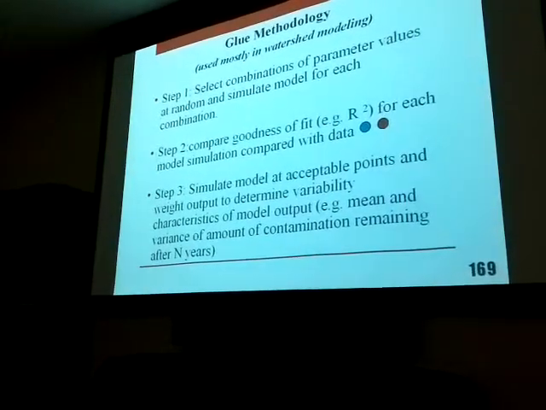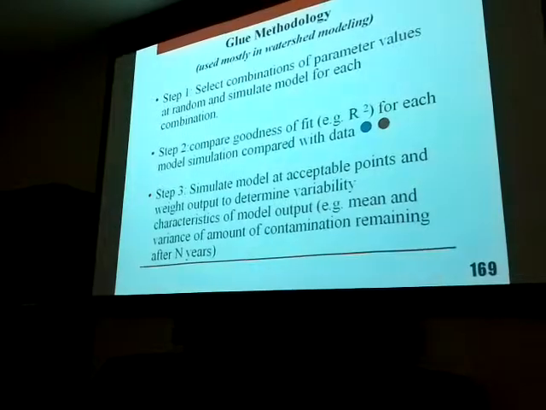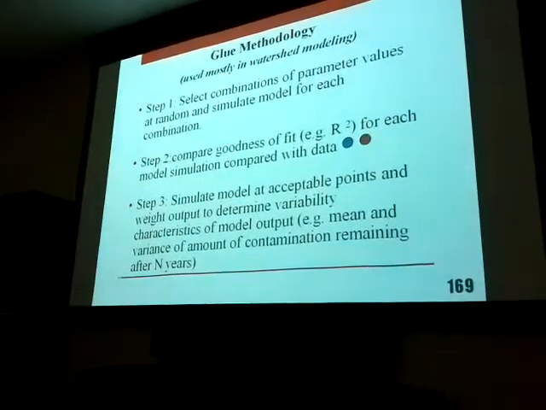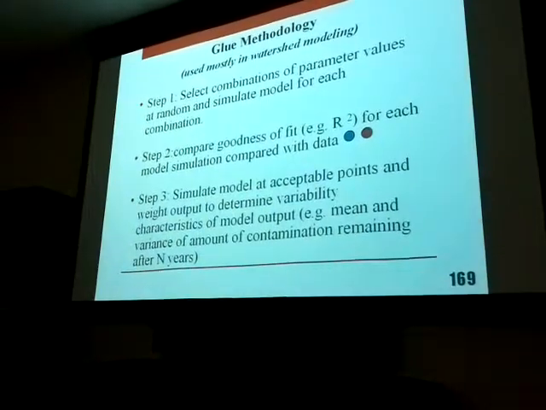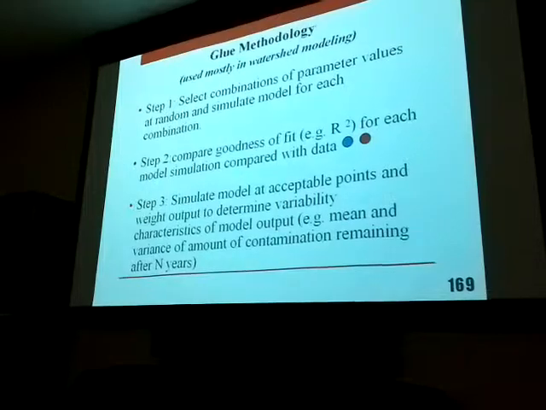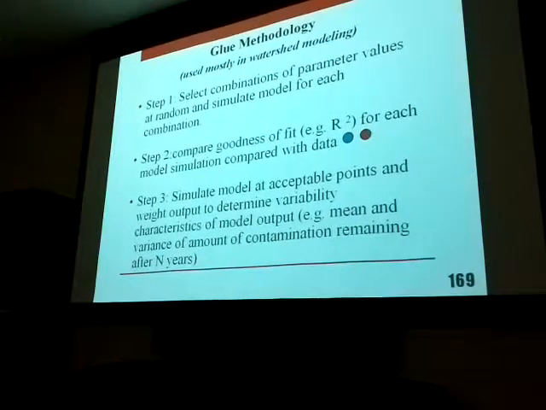Okay, so you'll see the steps. I will talk about them. But then again, you can think about this, process this on your own as you're at home and reading it, and then come back if you have questions. So the first step, we select a combination of parameter values at random and simulate the model for each combination.